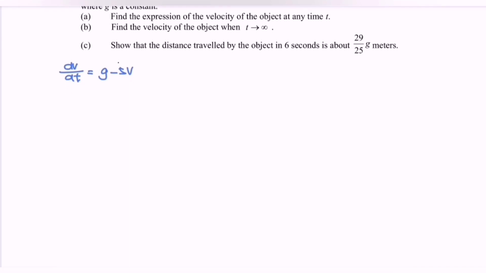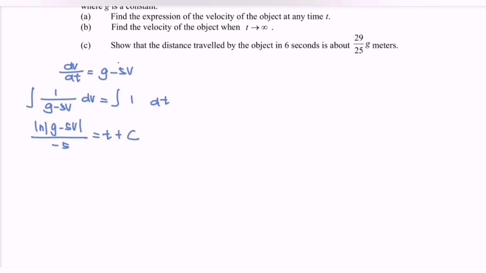So kindly refer to the question. My suggestion is to make use of separable variables. So 1 over g minus 5v dv equals dt. So integrate. We have ln g minus 5v. Do remember to differentiate the internal function, so we will have negative 5, equals t plus c. The question said to express v. So we have ln g minus 5v equals negative 5t plus c. G minus 5v equals exponent negative 5t multiplied with exponent c.